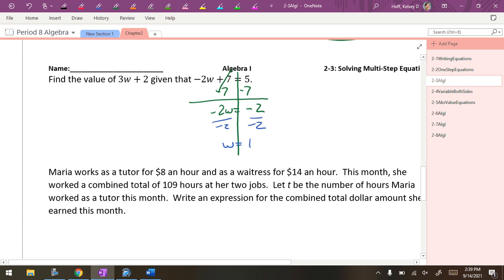I want to know the value of 3w plus 2. Well, how do I do that? Substitute in. What did we just calculate w to be? 1. So really I have 3, and I'm replacing w with my 1. Notice I put 1 in parentheses.